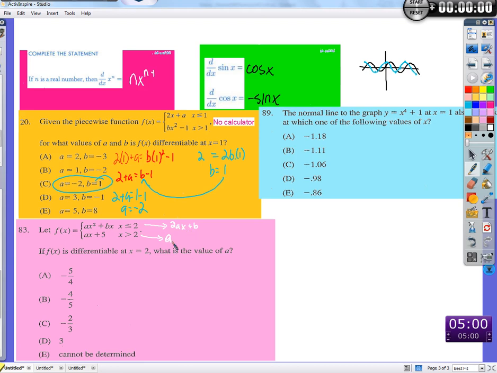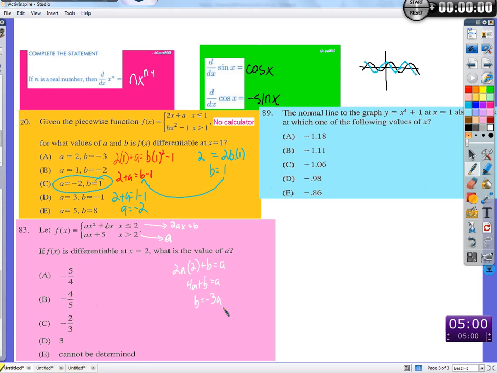So we have the derivative of the first function and the derivative of the second function. The slopes need to be the same at 2, so we can plug a 2 in there as well. So 2 times a times 2 plus b needs to be equal to a. This guy's always going to have a slope of a. So 4a plus b equals a. We could get b by itself: b equals negative 3a. But we don't know what a or b are. If we knew what a was, then we could plug it in and figure out what b is.